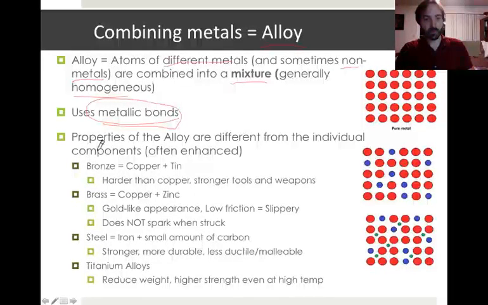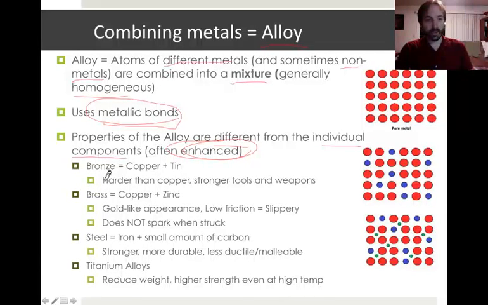Let's look at some properties. Well, let's look at some examples here. But the key thing that we're going to see as we look at these examples is that the properties of the alloy are different from the individual components, from the original metals. In fact, they're often enhanced. You make alloys because you want to enhance one of the characteristics or several of the characteristics of the metal.